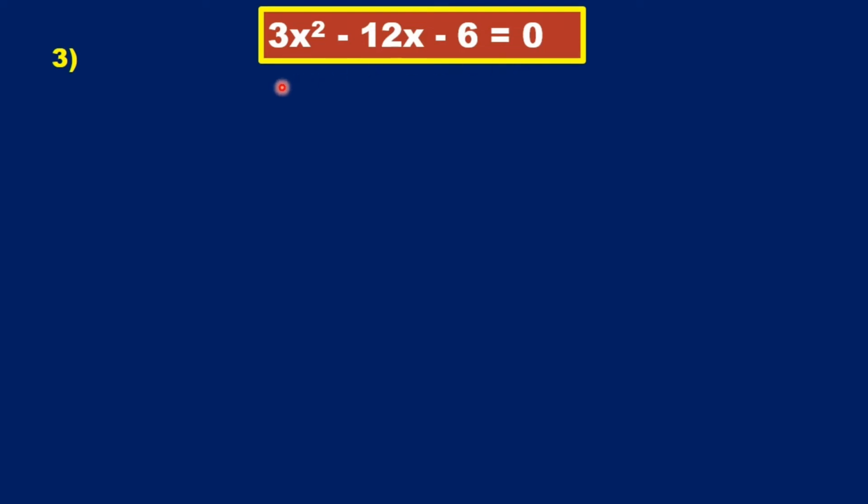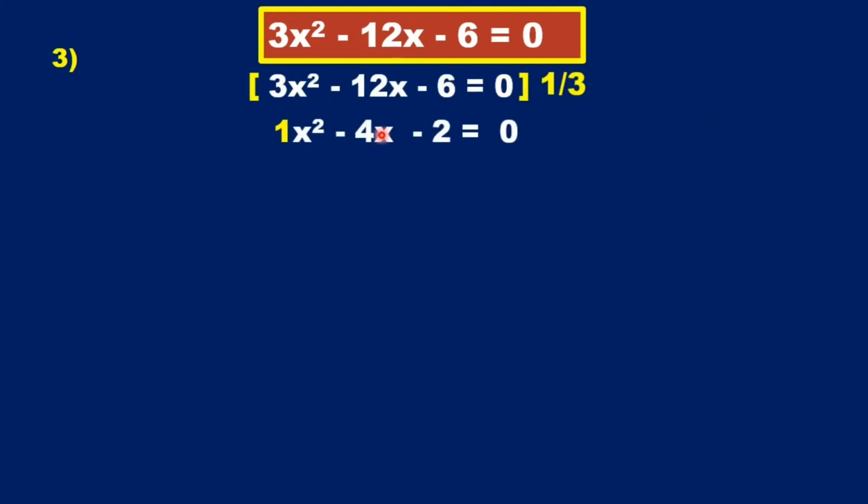First, divide the whole equation by 3. So we have 3 divided by 3 is equal to 1. Negative 12 divided by 3 is equal to negative 4. Negative 6 divided by 3 is equal to negative 2. And 0 divided by 3 is equal to 0. Transpose negative 2 to the other side becomes positive 2.